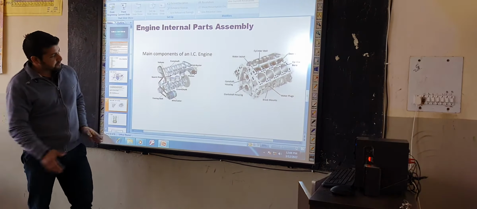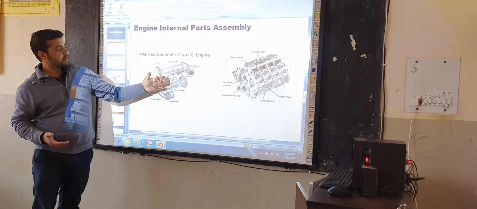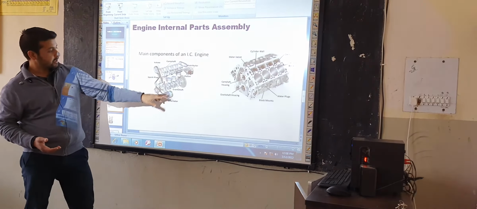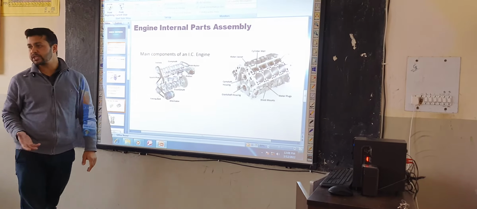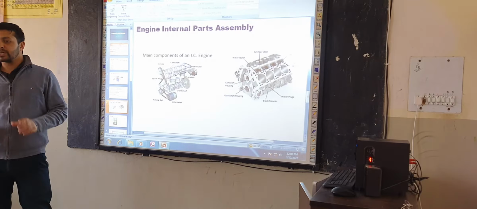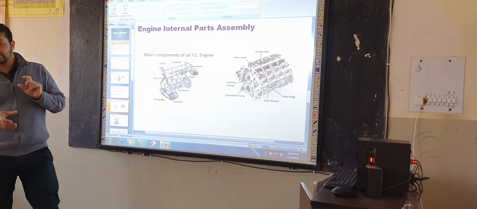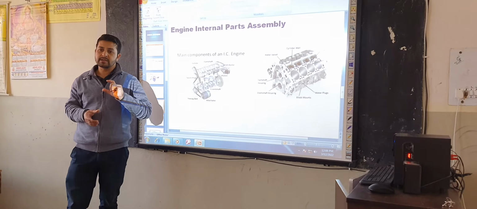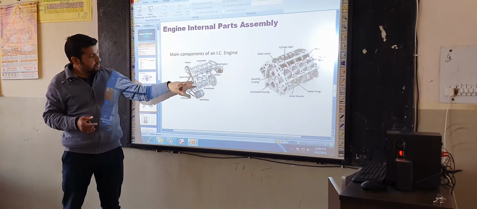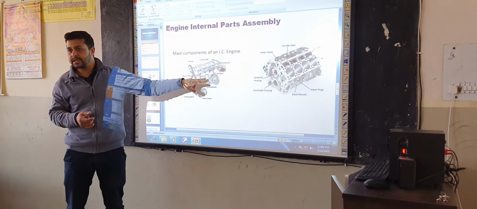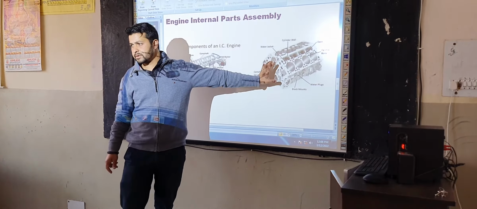Okay, and this is the internal assembly where 4 pistons are shown, and this is your flywheel. This is your distributor. The function of distributor is to distribute the electric current for the spark plugs for the combustion process. This is the 4-cylinder engine assembly, and this is our V-shaped engine block.